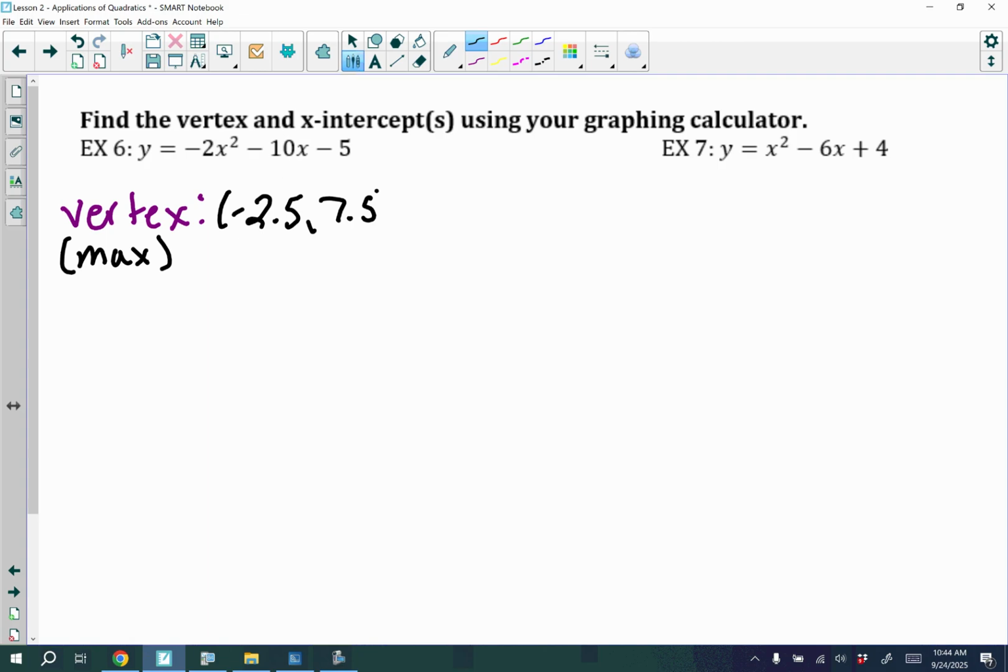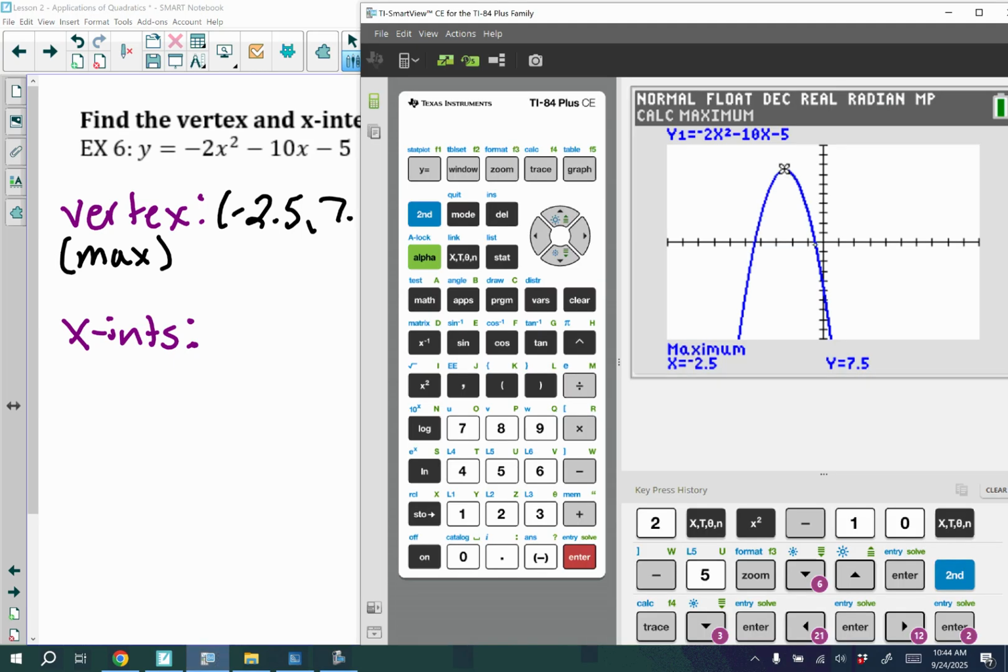So that is our vertex. Okay, now let's go in and talk about the x-intercepts. Remember, x-intercepts is where the graph crosses the x-axis. So we can kind of see for the same function where it crosses, okay? So now we're going to go ahead and do that. We're going to go to the same place.